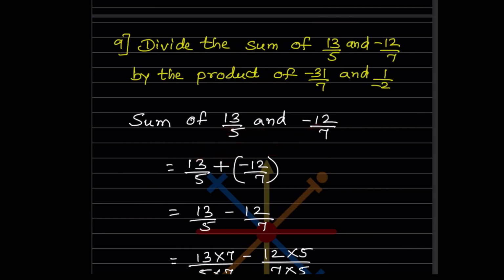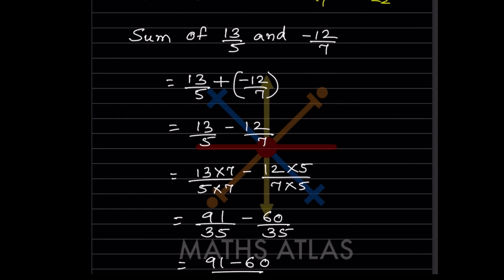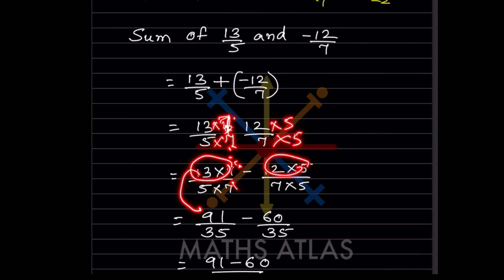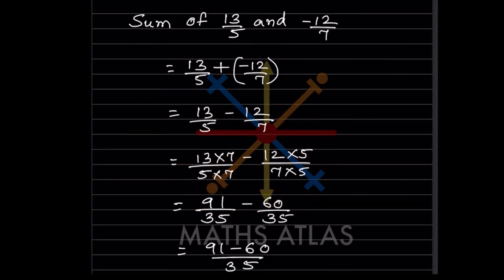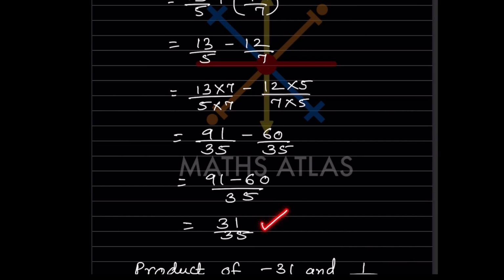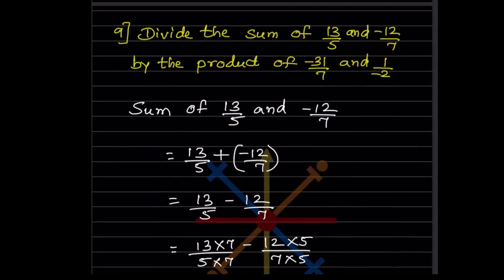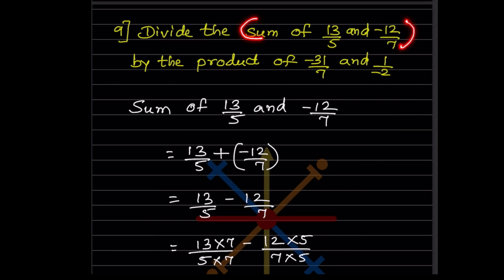So plus minus is going to be minus. Now this is just fractions, so you have to take the LCM of these. The LCM here is 35. So here it will be 13 sevens are 91 and 12 fives are 60 by 35. So this is going to be 91 minus 60 by 35, and that is going to be 31 by 35.